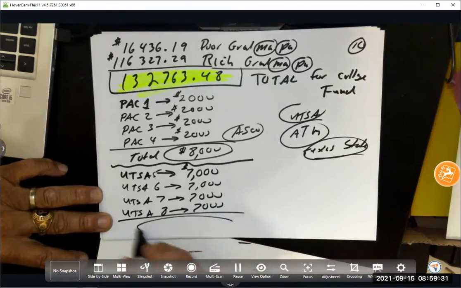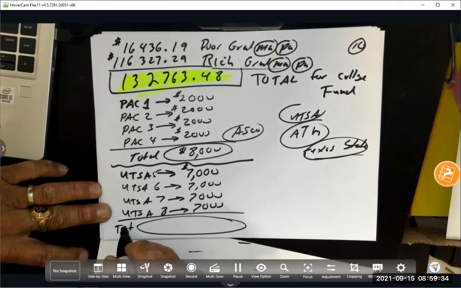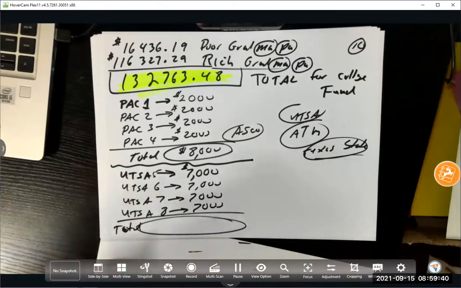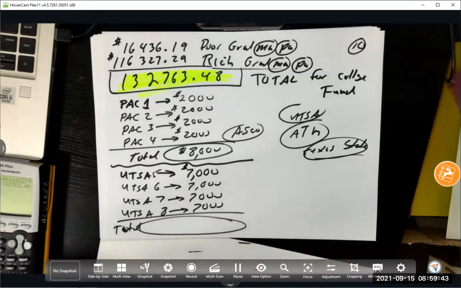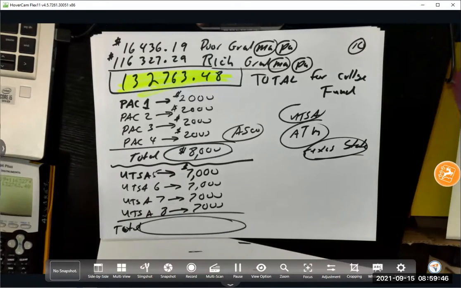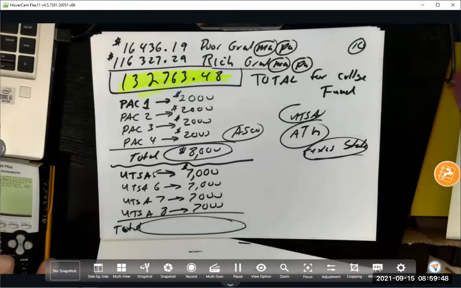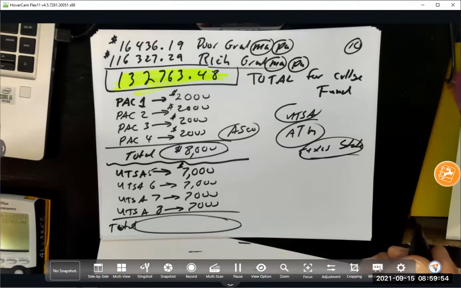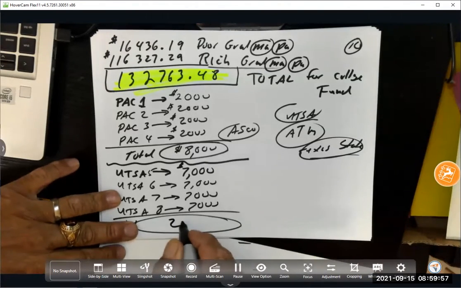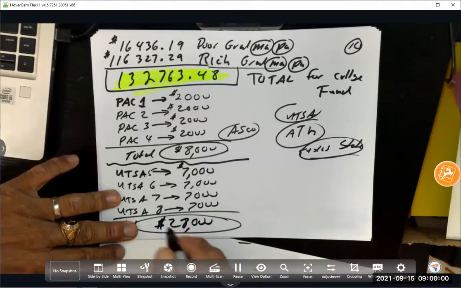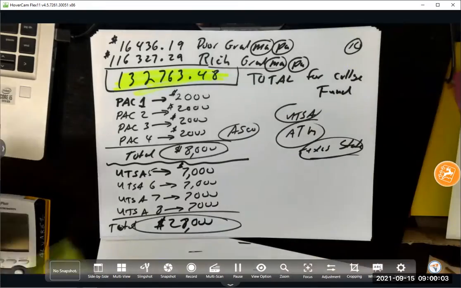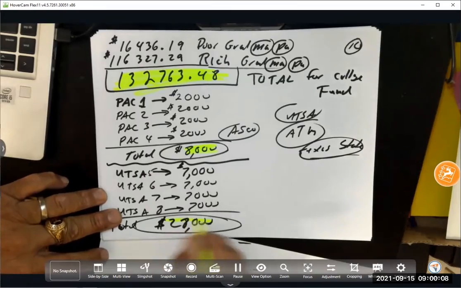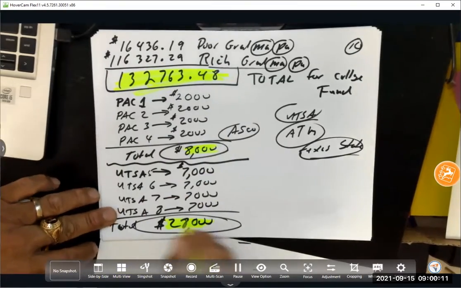So how much money have you spent so far on just UTSA? What's 7 and 7 and 7 and 7? 28,000. All right, so you spent $28,000. Your money's gone. You really dropped $8,000 from your checking account, and another $28,000 from your checking account. It's gone.